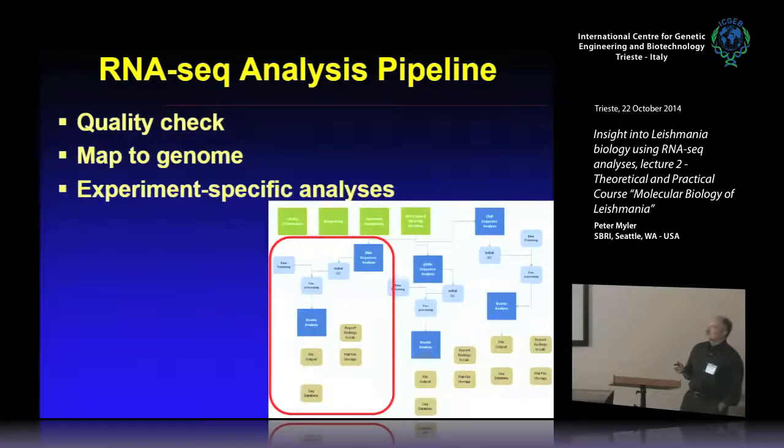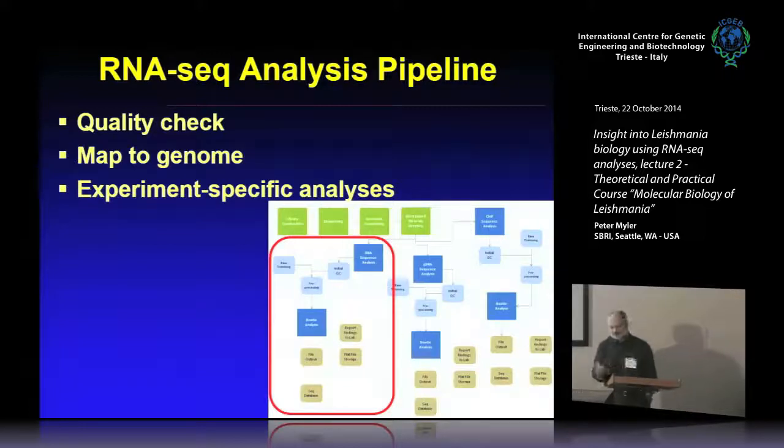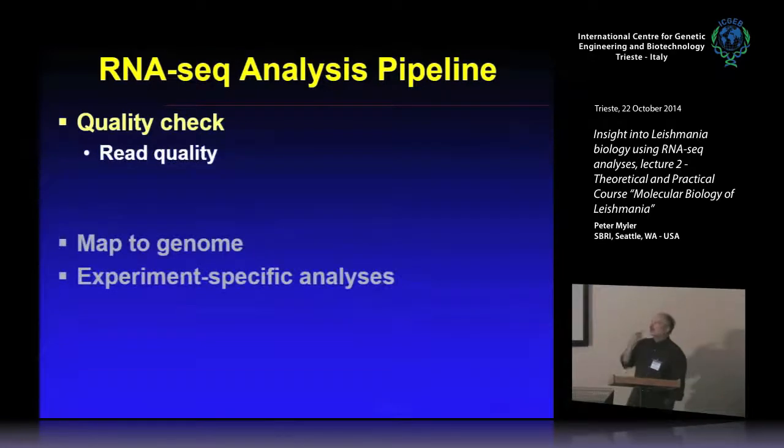The first thing you need to do is quality check, and then you need to map them to the genome, and then you'll generally do a whole pile of analyses that will be different for different experiments, because you'll be wanting to ask different questions. I'm going to go through these in a little bit of detail just to give you a flavor for what's involved.